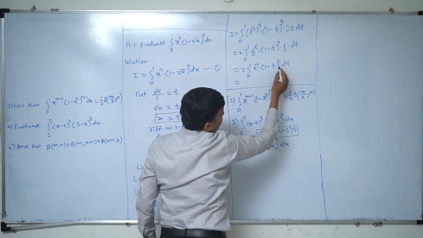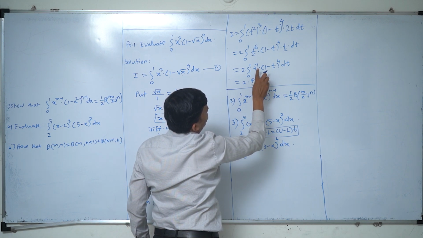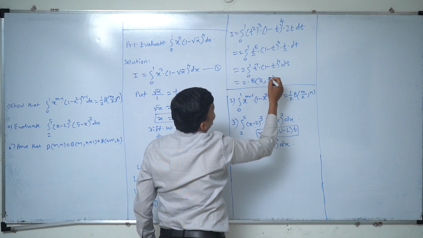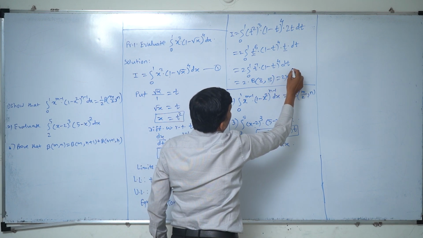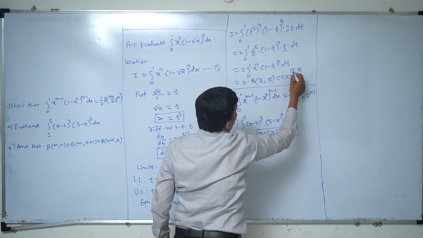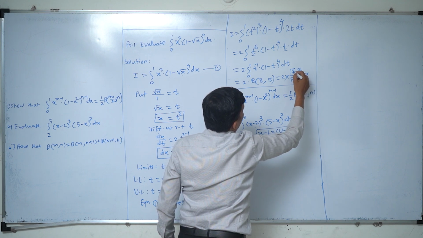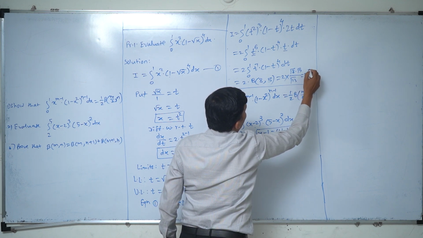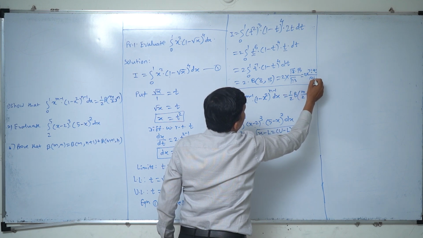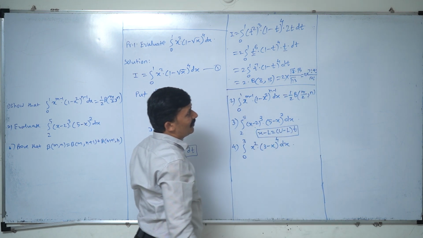Now this is in the standard form of beta integral. So 2 into beta of 7 plus 1, 8, 4 plus 1, 5. So its answer is 2 into gamma of 8 into gamma of 5 upon gamma of 8 plus 5, which is 13. So this is 2 into gamma 8 means 7 factorial, gamma 5 means 4 factorial, gamma 13 means 12 factorial. So you have to type this in the calculator, then we get the final answer.